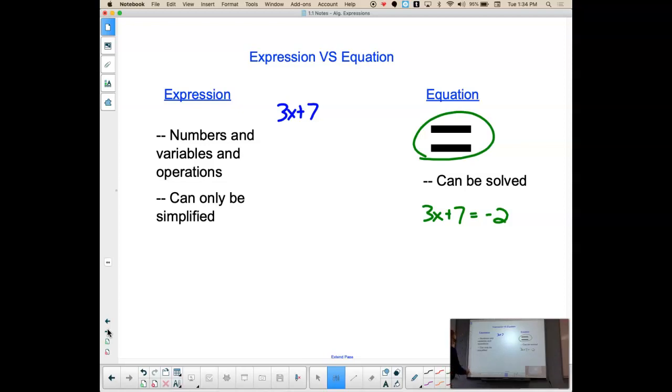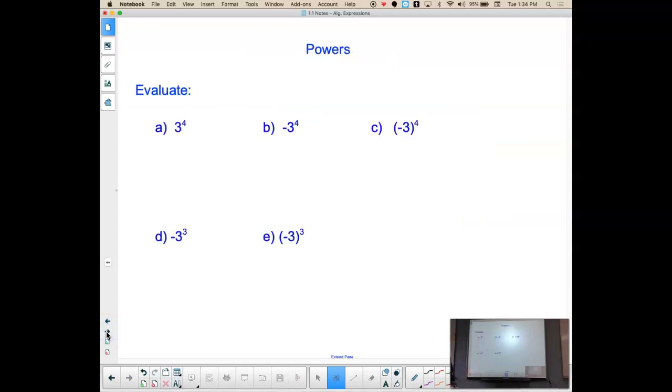Okay. Powers. The kicker with the power is that the exponent only controls... Little side note, this is the first time that I've written on a smart board since March, and it's glorious. Okay?